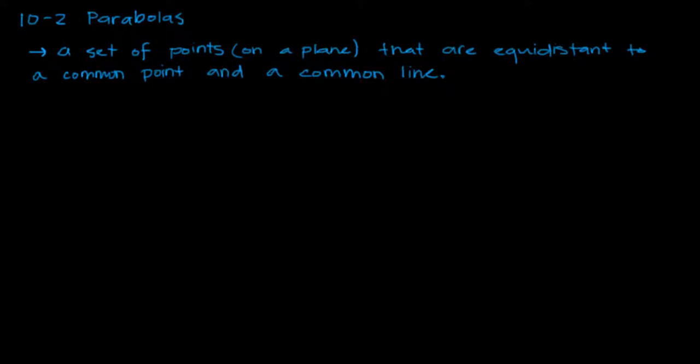So to look at this, the first thing we want to do is draw a point, right? So a common point. And then after that, we also want to draw a line. And then we're going to find a bunch of points that satisfy that definition. We need to find a set of points that are equidistant to both this point here and this line right here. So let's try to come up with some points. My first point is going to be right here.